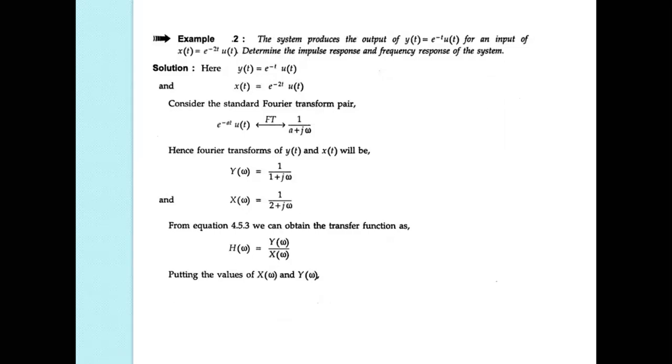Coming to the next example: the system produces the output y of t equal to e power minus t mu of t for an input x of t equal to e power minus 2t mu of t. Remember, impulse response means h of t. Frequency response means H of omega. Remember, my dear students. Impulse response is h of t. Frequency response means H of omega. Given the output function and the input function, the output function is e power minus t mu of t, and the input function is e power minus 2t mu of t.